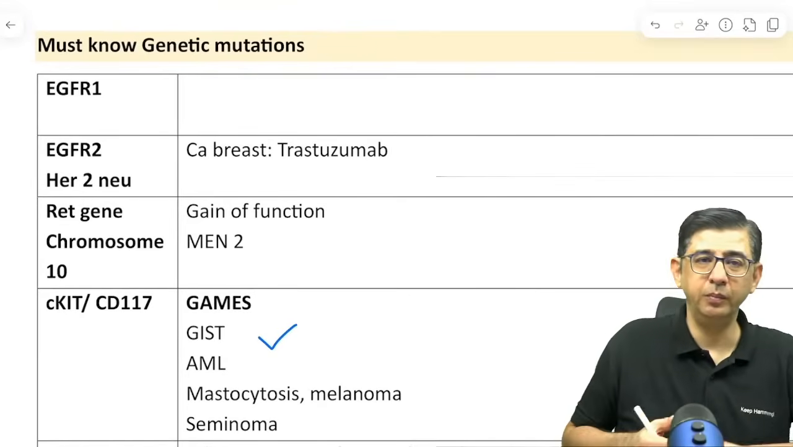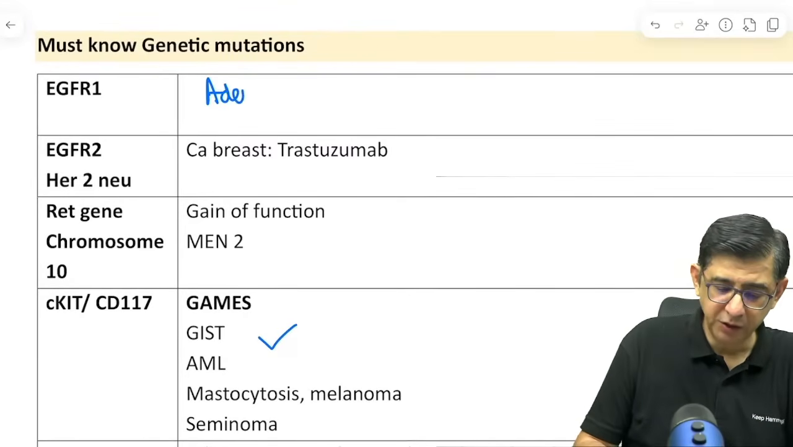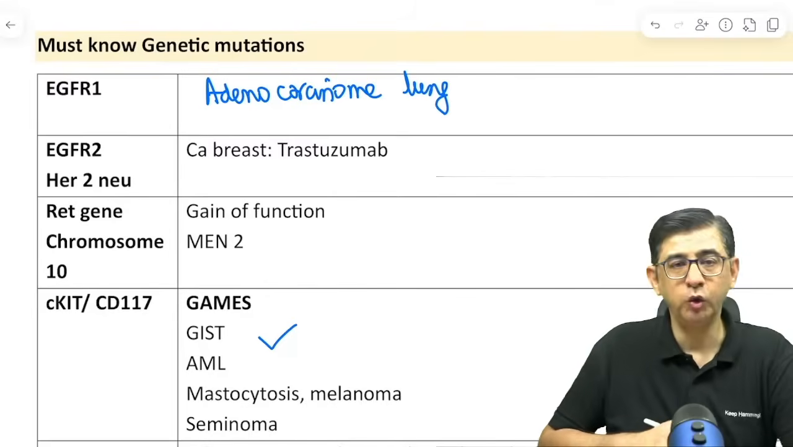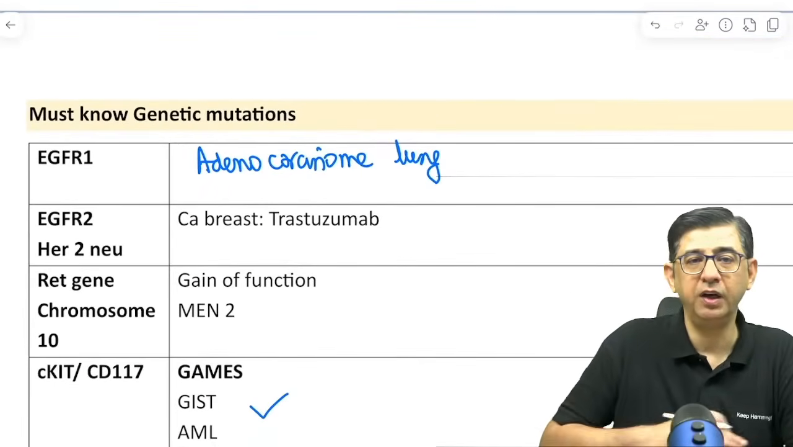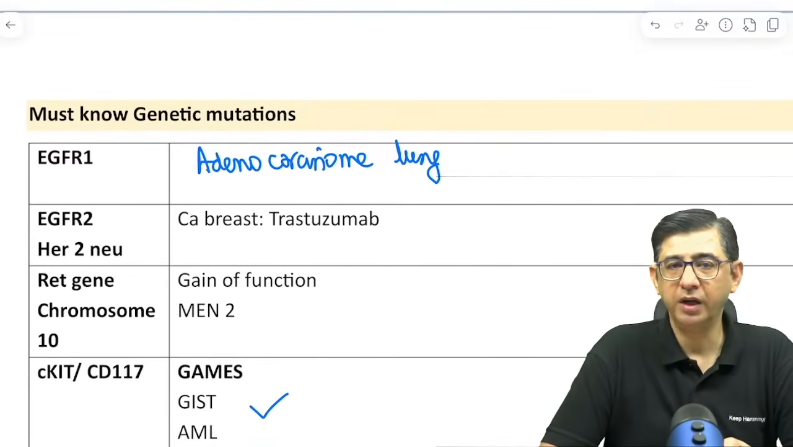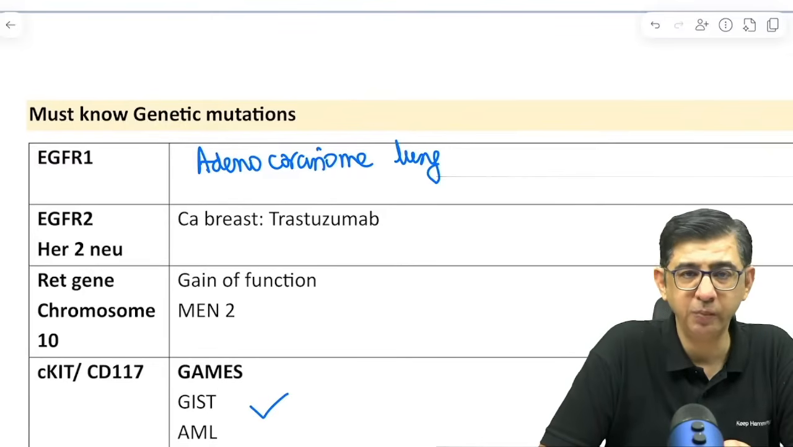Okay, then are the genetic mutations that we will revise. As already explained to you, EGFR1 mutation would be for adenocarcinoma of the lung. EGFR2, we are on page number 135 at the moment. EGFR1 would be for adenocarcinoma of the lung. EGFR2 is carcinoma breast, for which we are also using drugs like trastuzumab.